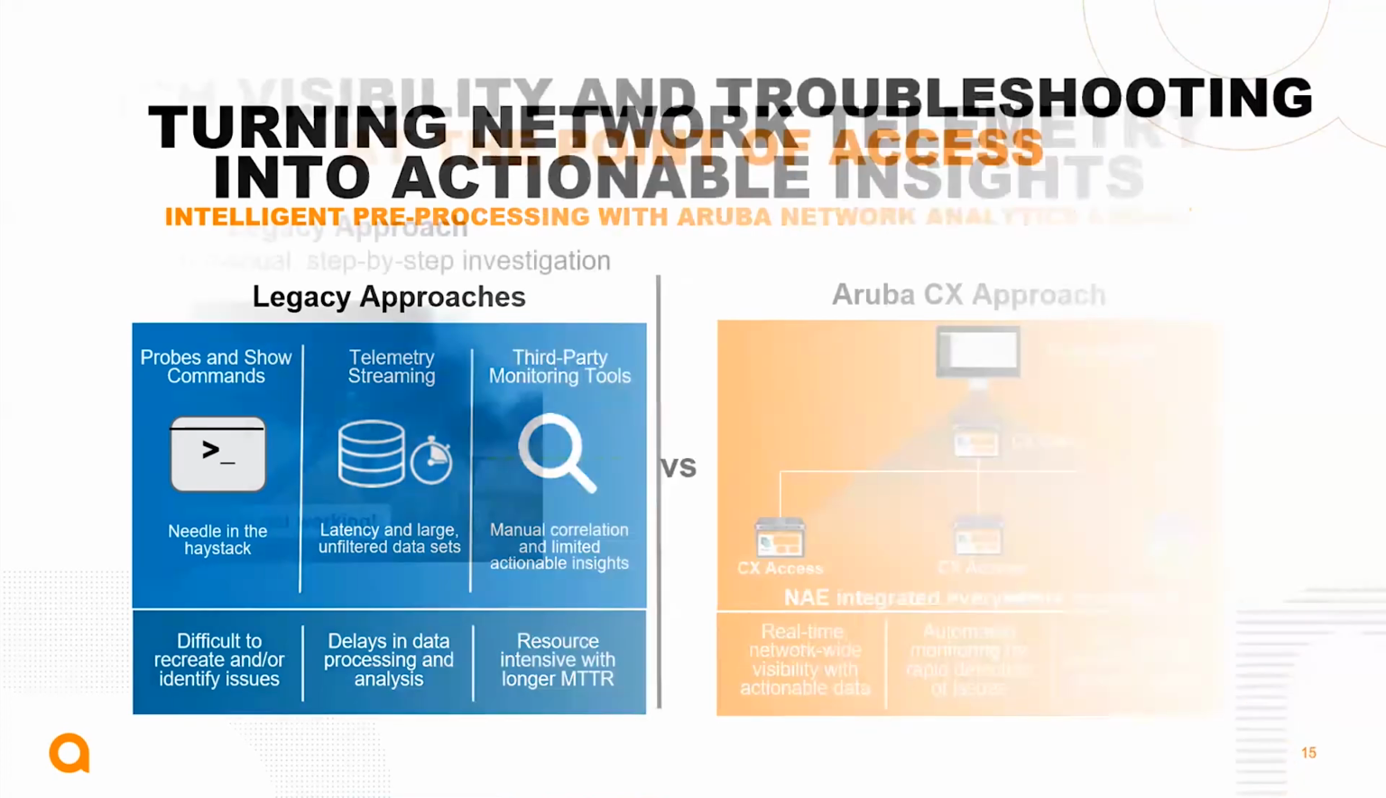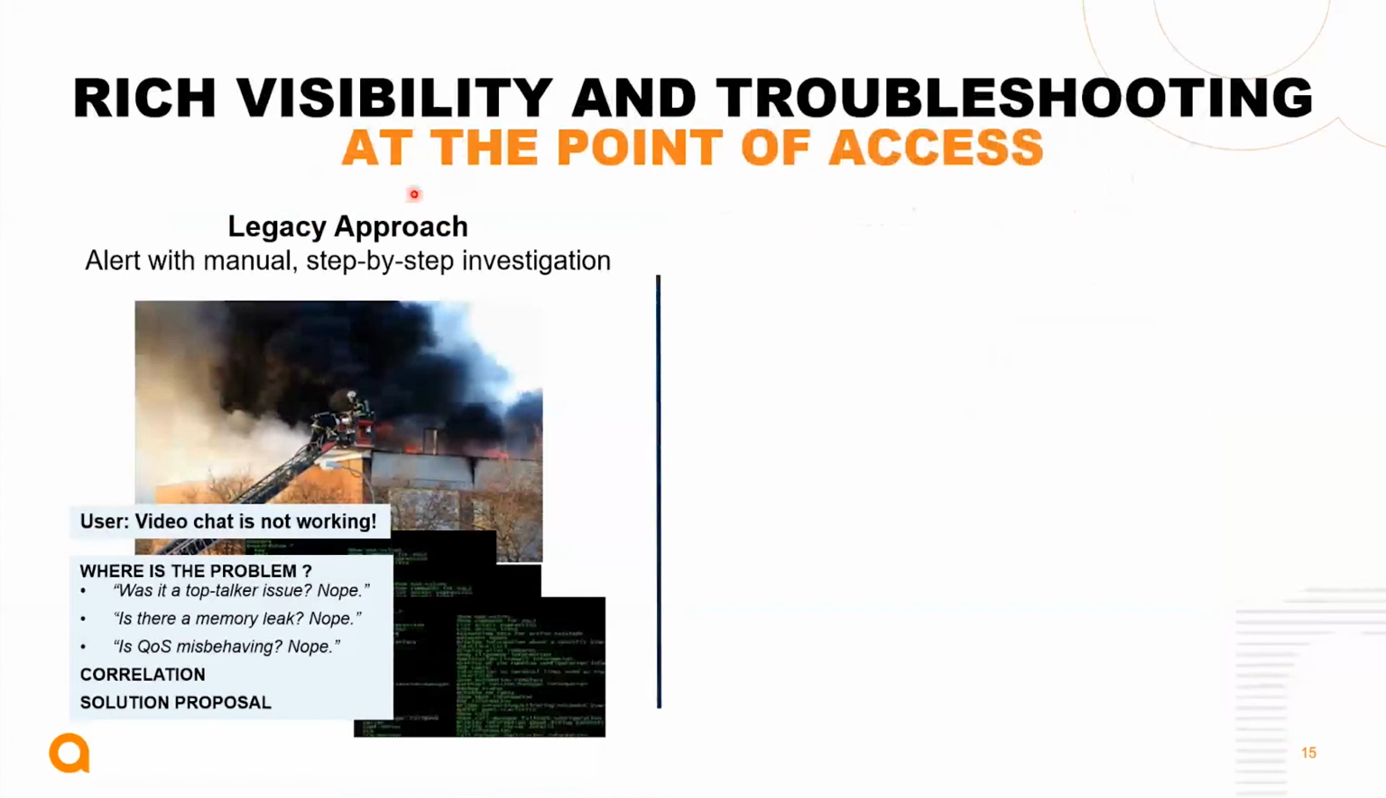For example, say we're troubleshooting a problem, like we have a fire, so we can relate that to the network. A user is complaining that the video chat is not working, so we have to start. Okay, what is the root issue? Is there a memory leak? Is it the PC? Is it the network? So we have a lot of things to consider about what the problem really is.